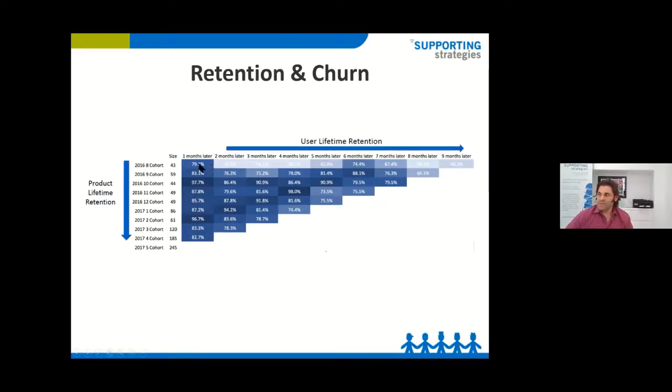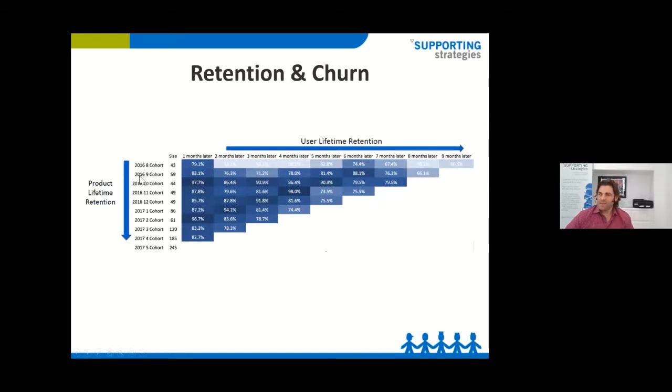So what we're seeing here is coming down the left-hand side, cohort 8. A cohort represents a group of people that share some common attribute. So in this case, these are people who first signed up for the platform in August of 2016.